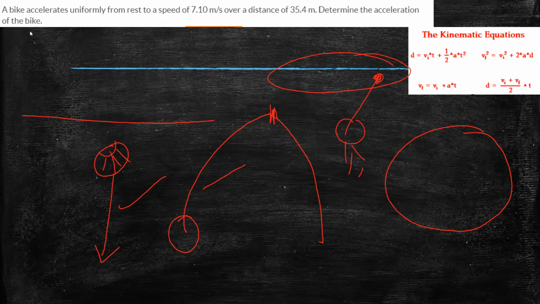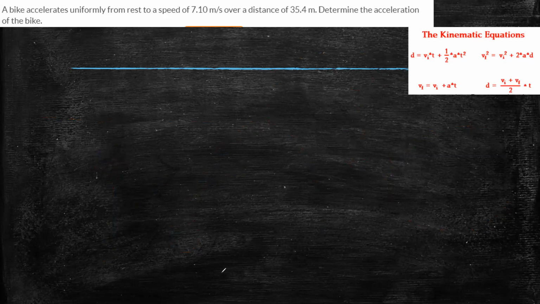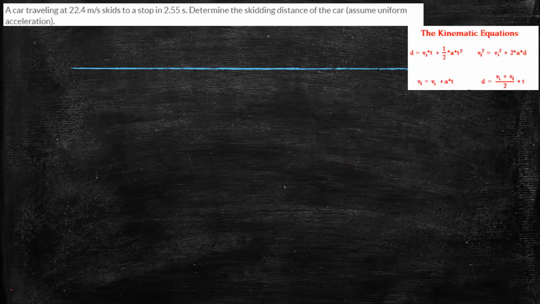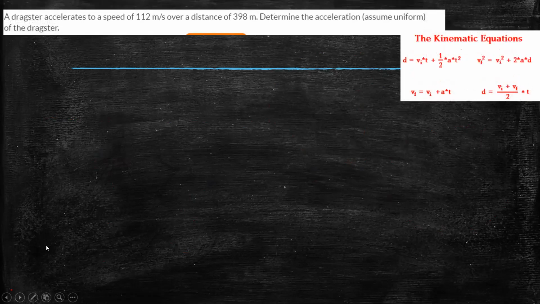So for the straight line, this is a question. There's a bike that accelerates uniformly from rest. No, we solved this one. I want to know what happened with the slides. This one here.